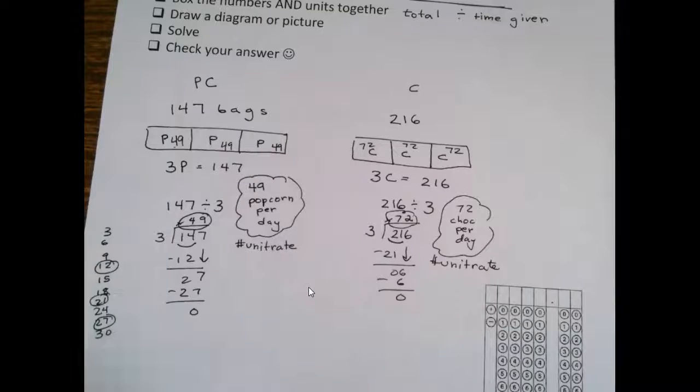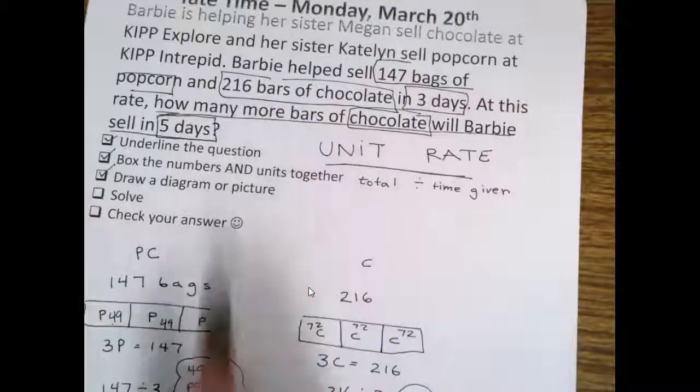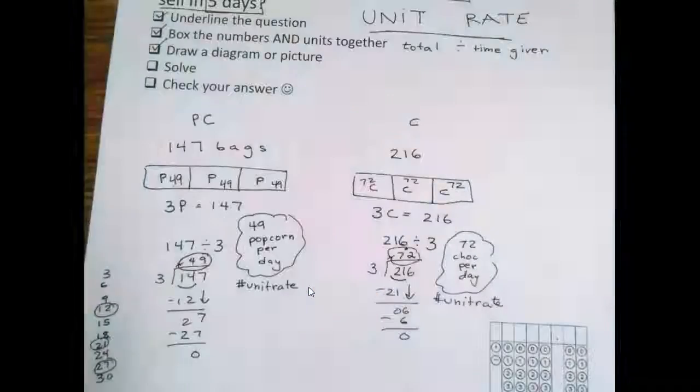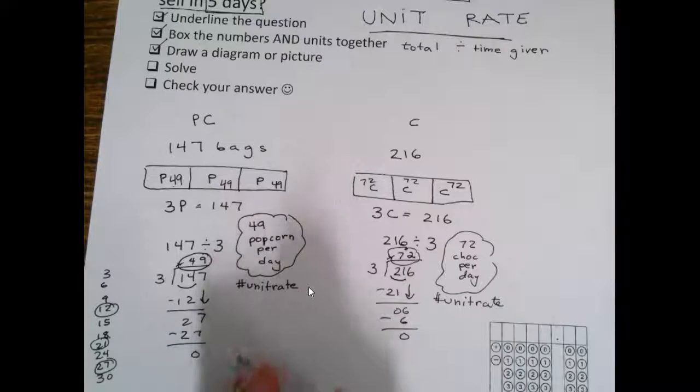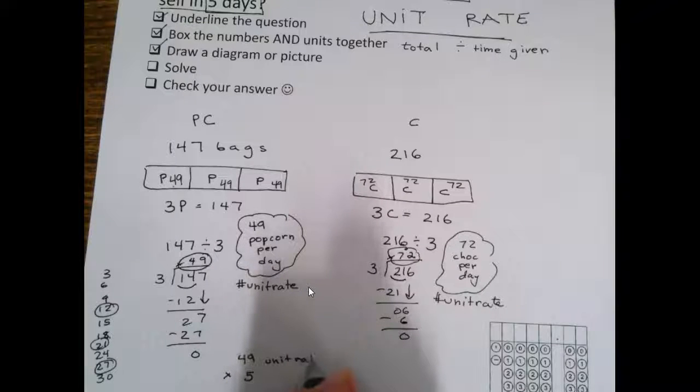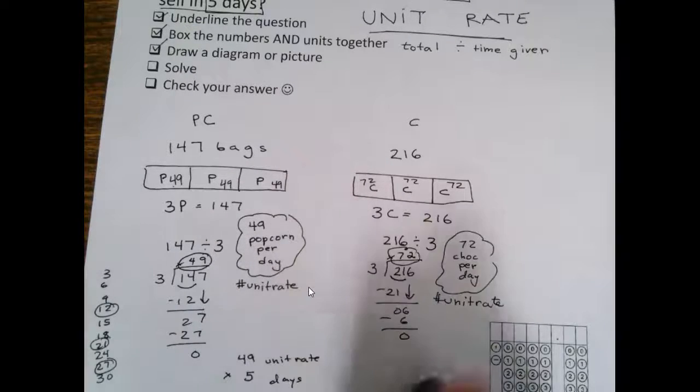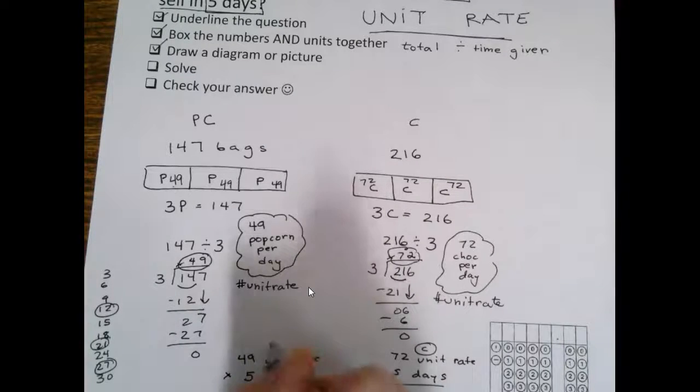So let's go back. We just drew a diagram. Now let's solve it. I like to solve it in 2 ways to make sure I'm doing it correctly. So let's go back here. It says, how many more bars of chocolate will Barbie sell in 5 days? Well, we can do this in 2 ways. 1, if this is my unit rate, I'm going to do 49 times 5. This is the unit rate. And this is 5 days. And I'm going to do this one. 72 is the unit rate times 5 days. This is for my chocolate, and this is for my popcorn.